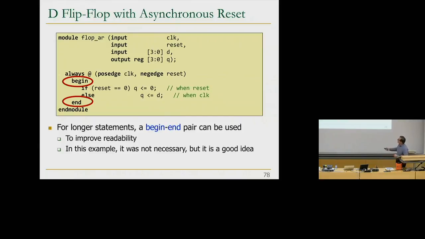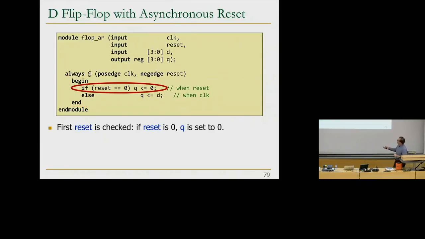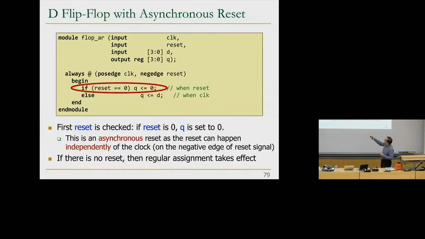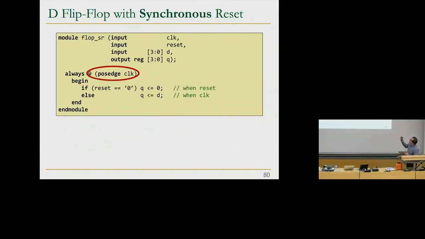Okay, basically, for longer statements, this is another thing that I will introduce. A begin and end pair can be used. You don't need it in this case, because if and else is enough, and you know that's the whole thing that's executed. But if you have a long statement, begin and end is useful. In general, it's good to have begin and end statements to demarcate the beginning and end of the always blocks. Okay. So in this case, first you check the reset, as you can see. If reset is 0, Q is set to 0 whenever this gets triggered, and as I said, that's independently of the clock. If there is no reset, the regular assignment takes effect, which is what you've seen earlier. Q gets D.